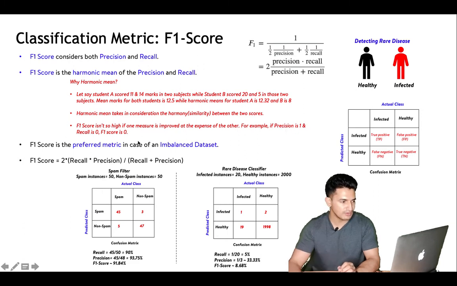There is not much harmony. We want the values to be in harmony. That's why we take harmonic mean. And F1 score is preferred metric for imbalanced data classification. And this is the formula.